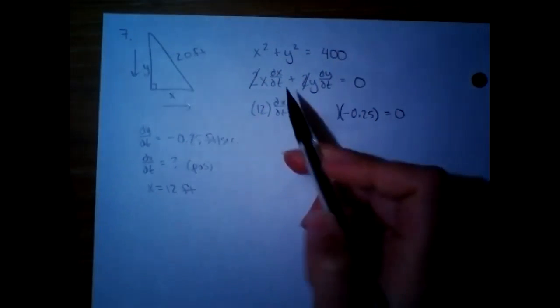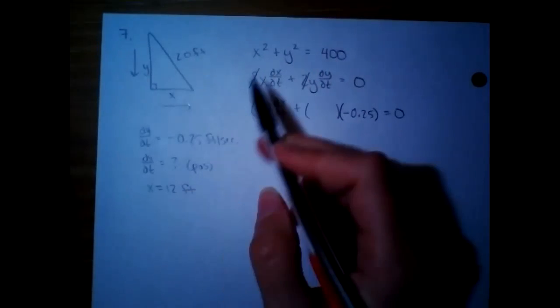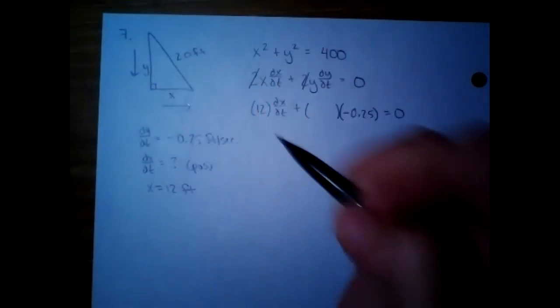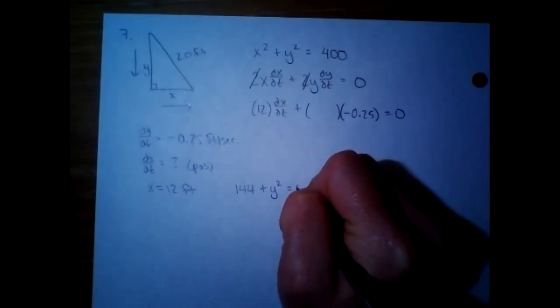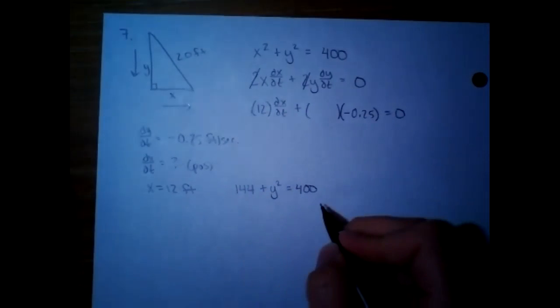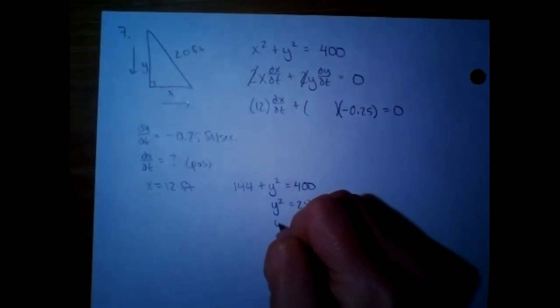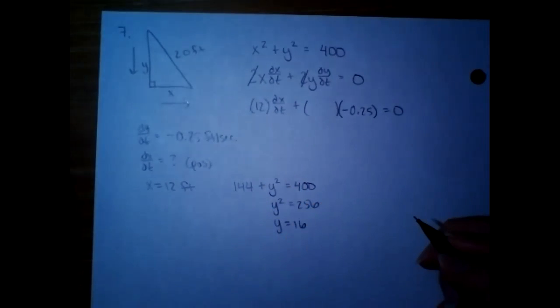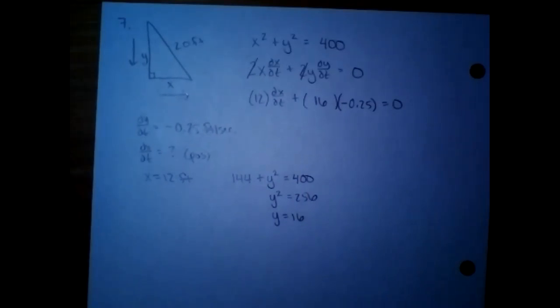So if you're missing something, you're going to go back to this original relationship and plug in what you have. So I'm going to plug in 12 for x. 12 squared would be 144 plus y squared equals 400. And we're going to subtract that over, you get 256. And when you square root that, you get 16. But if you didn't know that, you could just leave it as square root of 256. There's absolutely nothing wrong with that. Or if it came out to something that wasn't a perfect square, you would just leave it as square root of whatever.